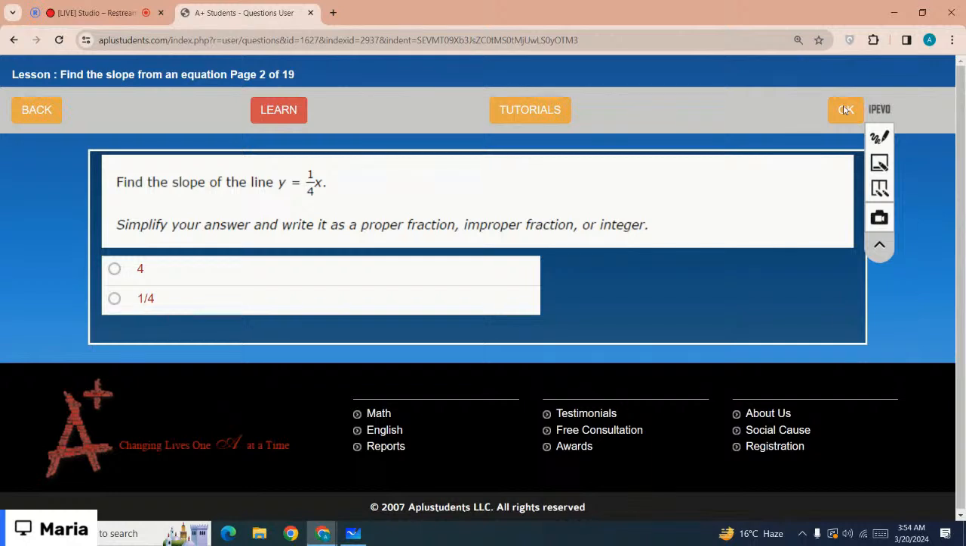Find the slope of the line. So which is the correct option? You have to compare the equation with y equals mx plus b. The coefficient of x is the slope. So the slope is, the correct option is 1 over 4.